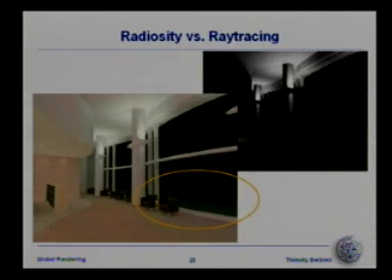Here I made two renders of the same model, which is the inside of a library. Here I used ray tracing, and here I used radiosity. The problem with ray tracing is that I had just the light sources over here. I had four light sources like this, and in ray tracing these were not enough to properly illuminate the environment.